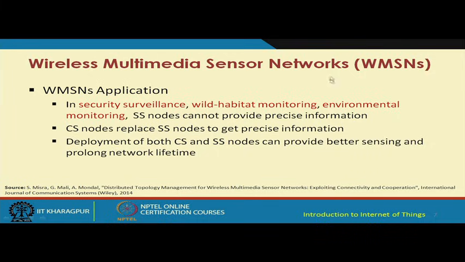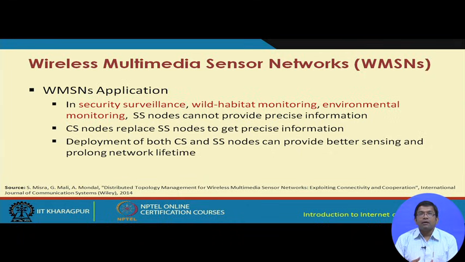There are different applications of multimedia sensor networks. Surveillance is something that I was talking about right now, but we can also have wild habitat monitoring, where you can use these multimedia sensor networks to track and monitor how different wild animals in their natural habitat are moving, what activities they are doing, whether they are healthy or not, and so on and so forth. Environmental monitoring likewise, and so on. So, there are different types of applications of multimedia sensor networks.